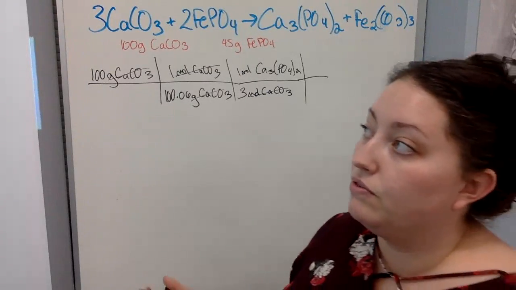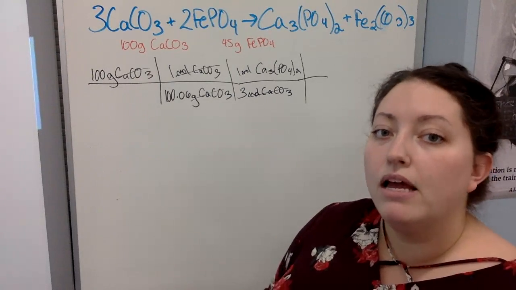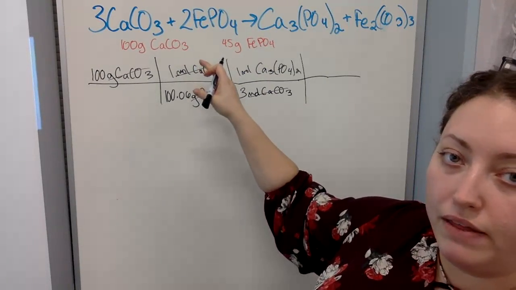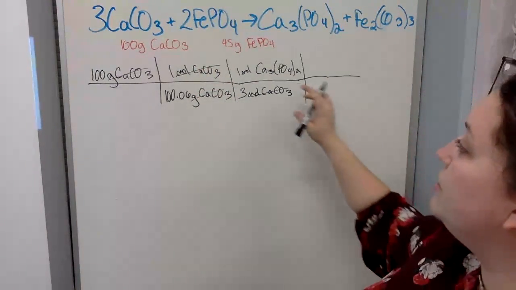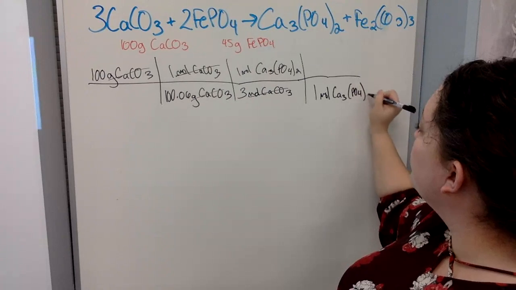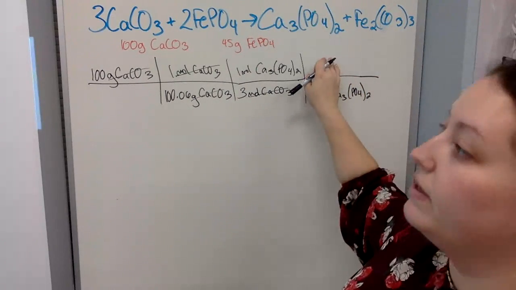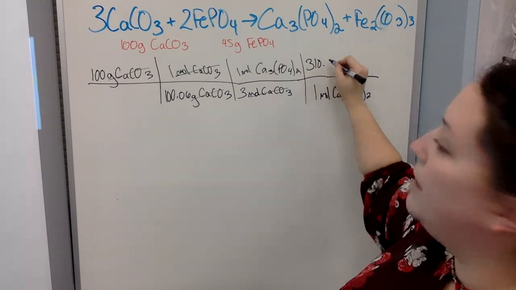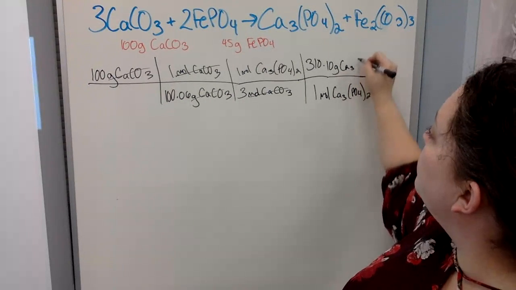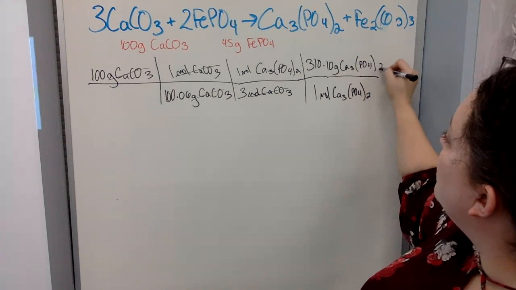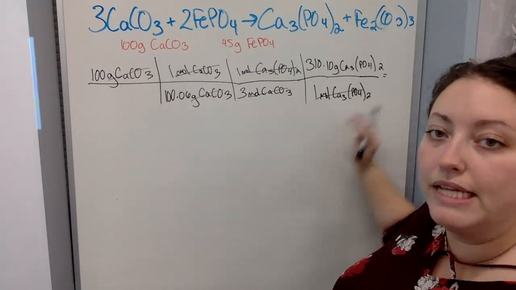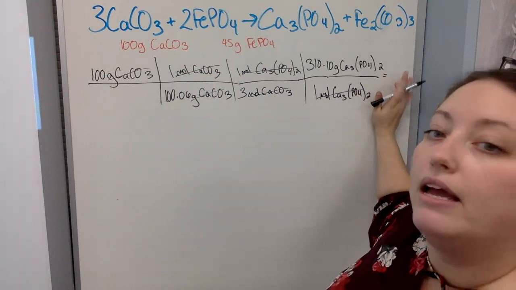That's fine. It's asking you for mass. We want to get all the way to mass, so we're going to go ahead and convert this back to mass. Just like we did here, 1 mole of anything is equal to its mass. So we're going to set 1 mole of the calcium phosphate equal to the mass of calcium phosphate, which is 310.10 grams of calcium phosphate. At this point, your moles of calcium phosphate have canceled. Now we're in grams of calcium phosphate. That's what we wanted, and you're done.